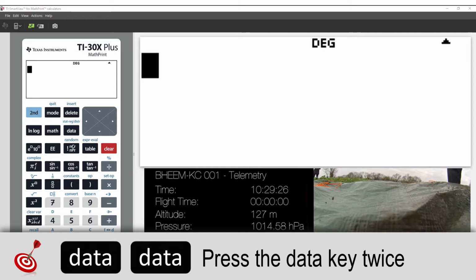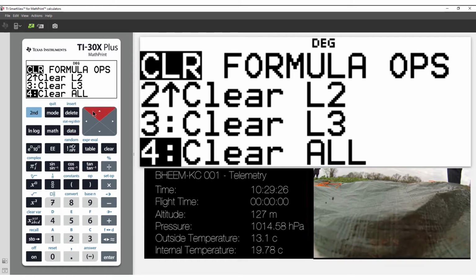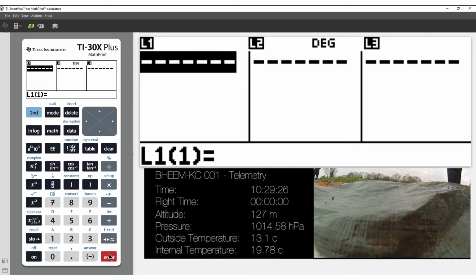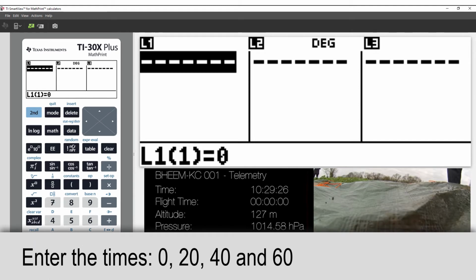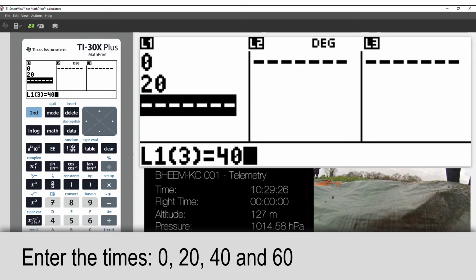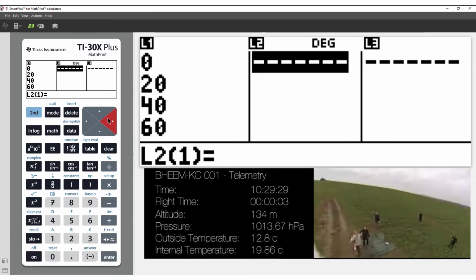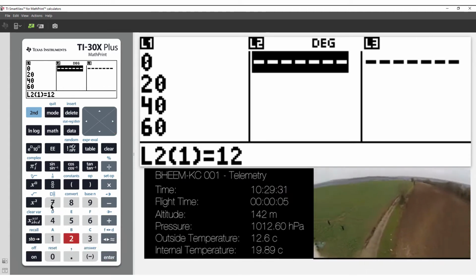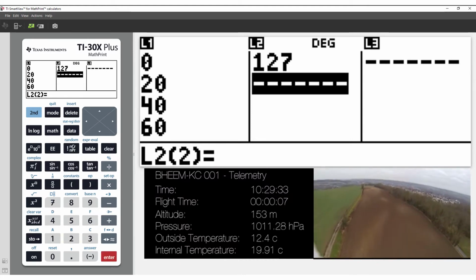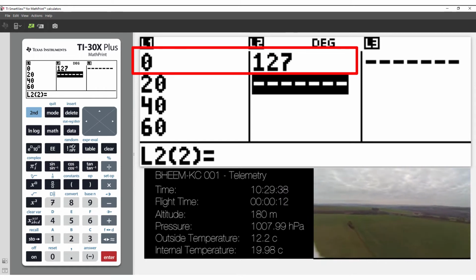I'll begin by clearing all the lists on the calculator to ensure we're ready for launch. At the time of release, the balloon was 127 meters above sea level. So this gives us our first point, 0, 127.